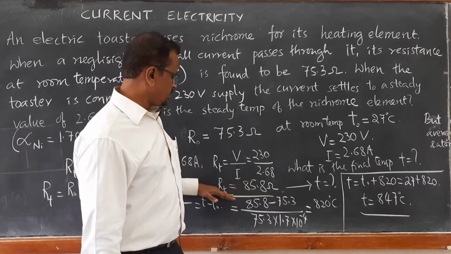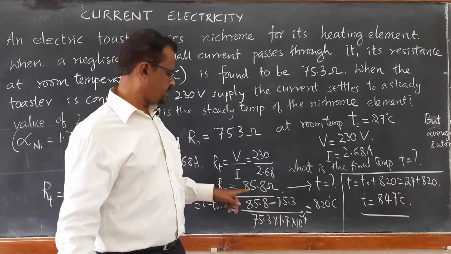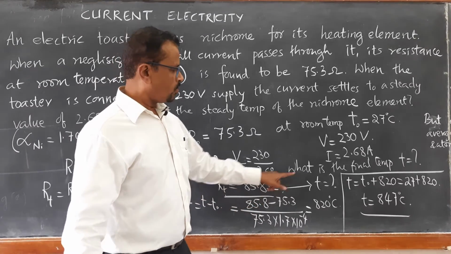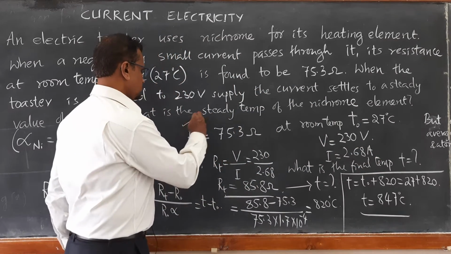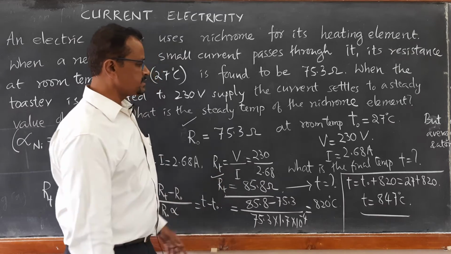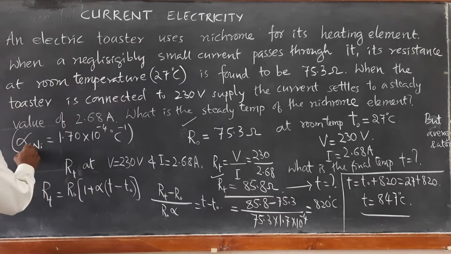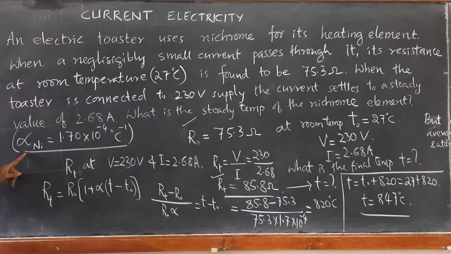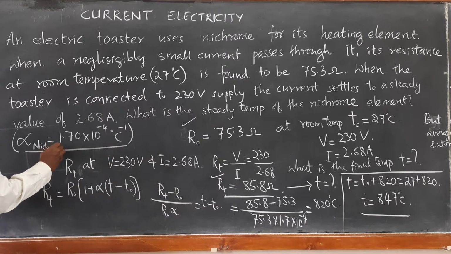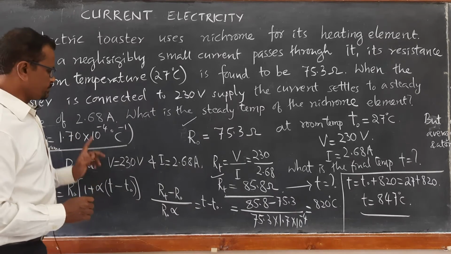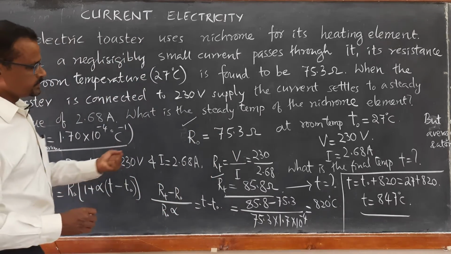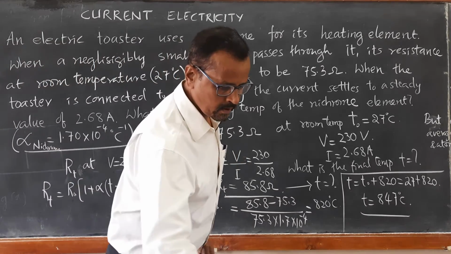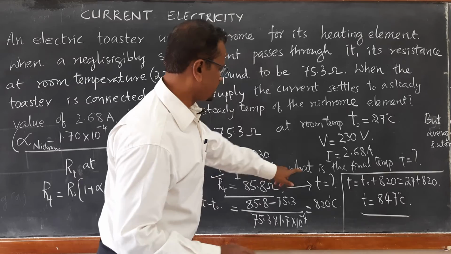So, when the resistance of that hot nichrome coil becomes 85.8 ohm, what is the final temperature at that final resistance? So, you have the initial resistance, final resistance, right, and the temperature coefficient of resistivity of nichrome is given. It is 1.7 into 10 raised to minus 4. So, using this one can calculate the high temperature, right. Now, you can see what is the final temperature.